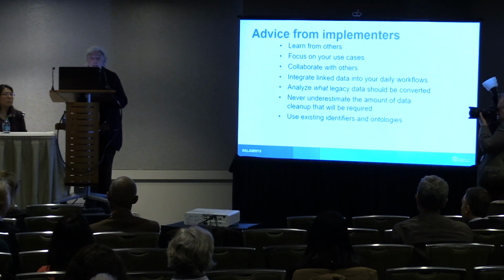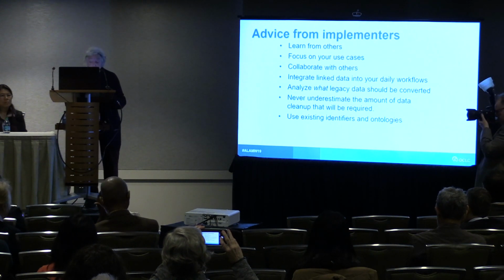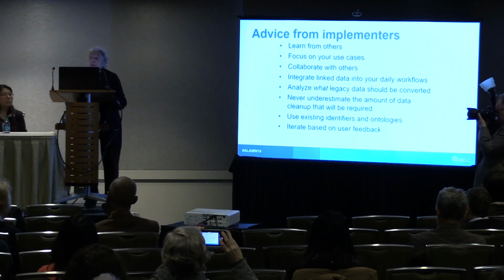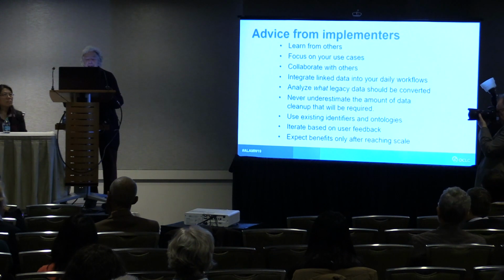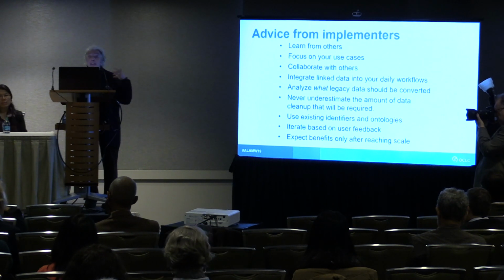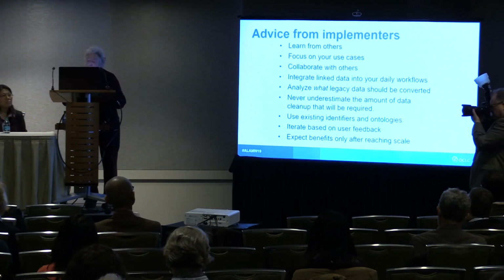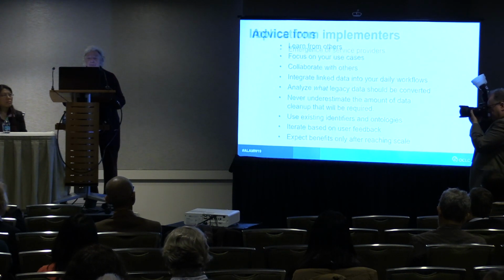Use existing identifiers and ontologies. Resist the temptation to just keep minting your own. Iterate based on user feedback. And expect benefits only after reaching scale. This is not once you get it out and suddenly the whole world has changed. You need to reach a certain network scale for the impact to really be felt.